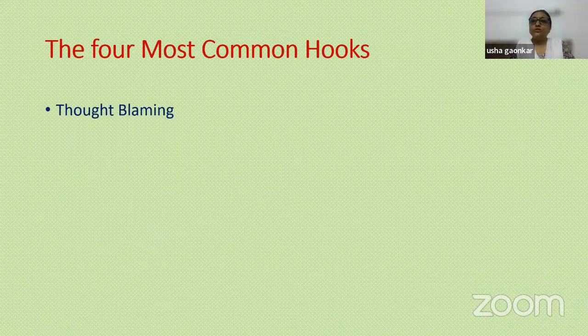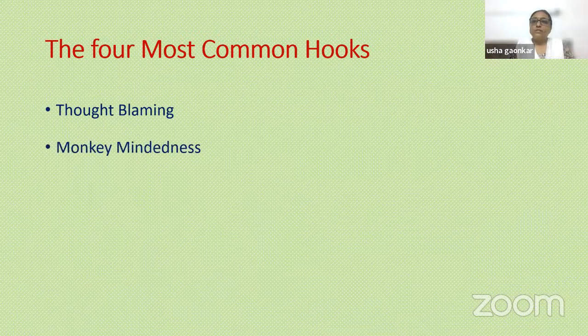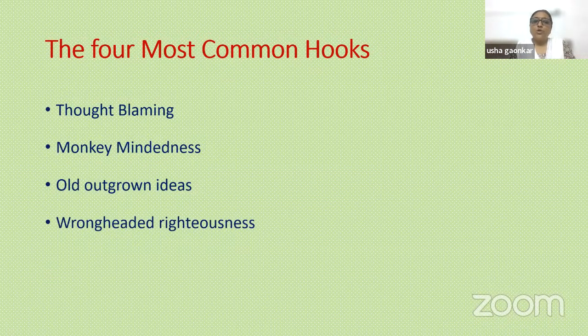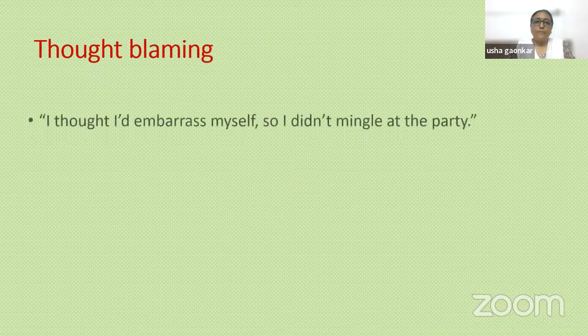So there are four most common hooks. The first one is thought blaming. The second one is monkey mindedness. The third one is old and outgrown ideas. And the fourth one is wrong-headed righteousness. Okay, so we will take the first one, thought blaming.